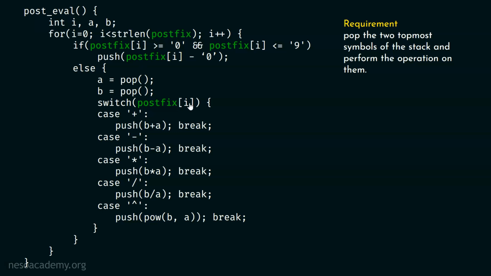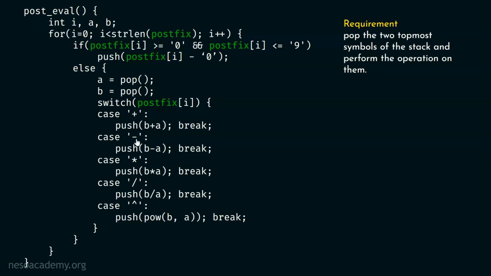If postfix of I is an operator, then we will see which case is applicable here. Is that a plus operator, a minus operator, a multiplication operator, a division operator, or a power operator? We have to check all of them. If it is a plus operator, then we will push B plus A onto the stack. That's what we have to do according to the algorithm, right? If it is a minus operator, then we will push B minus A. Please note this is not A minus B, it is B minus A. We know this already, why we are doing B plus A, B minus A, B star A, right? It is important that we do it in this way, not the other way around, okay?